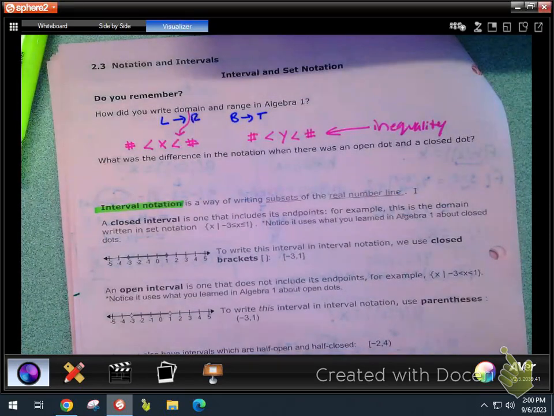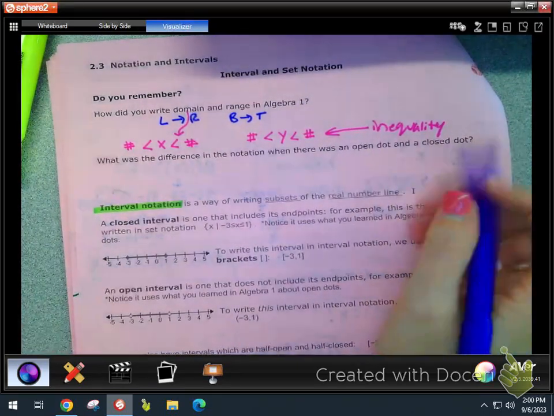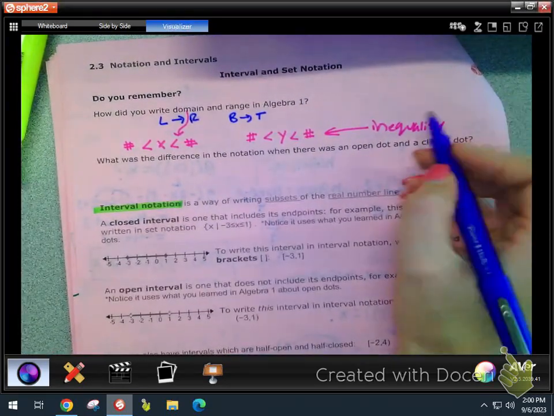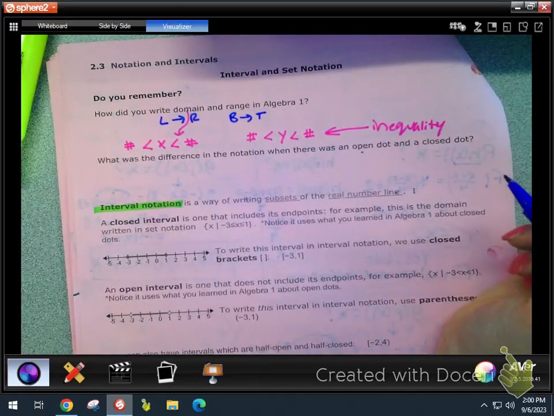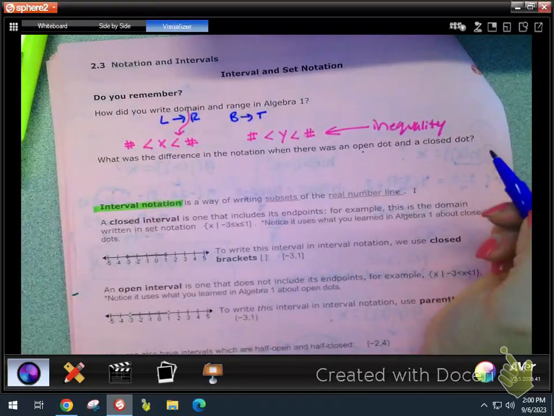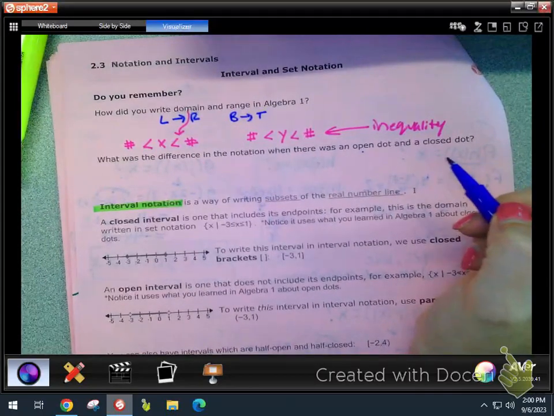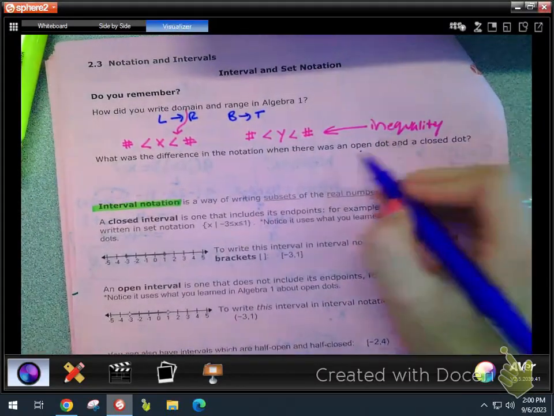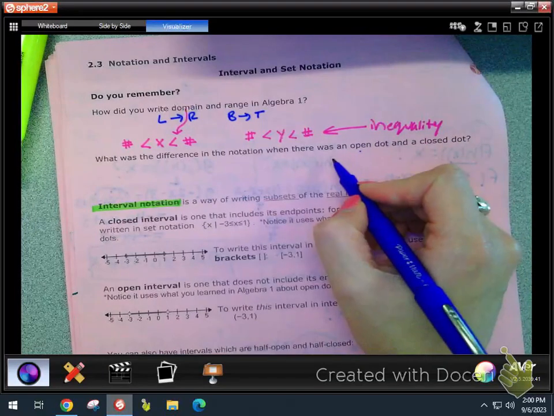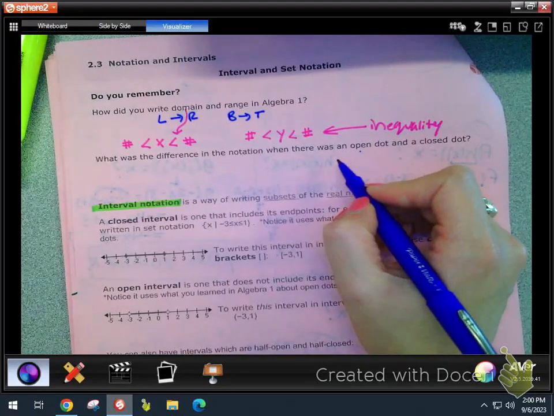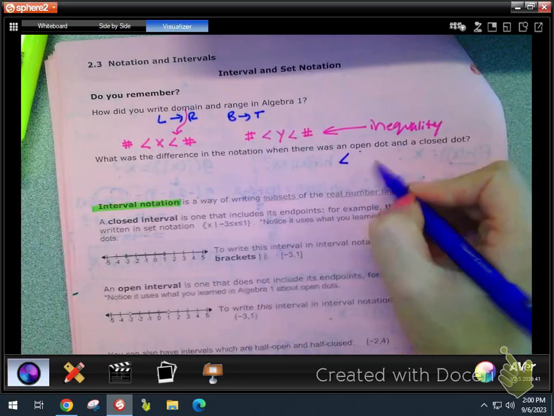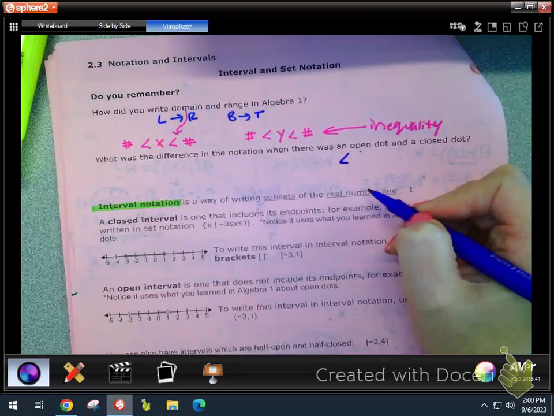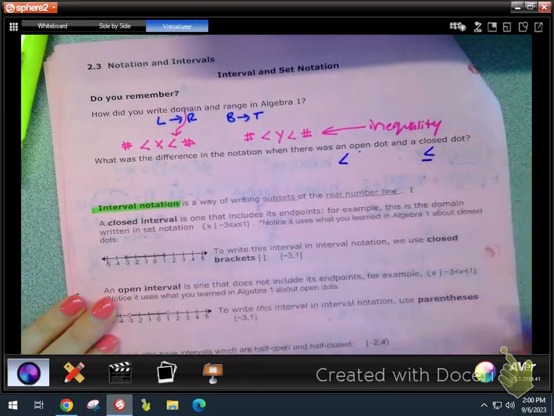So do you remember in Algebra 1, and I'm going to guess maybe not, when you had an open dot versus a closed dot? Do you remember what that meant? Someone help us. What does it mean? You have it flipped. An open dot is if you would just use a less than, because it wouldn't actually equal it there. A closed dot, you would use a less than or equal to.